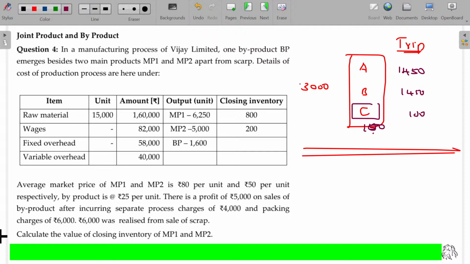Then one product seems to be not having a good sale value in the market. What we can do is, whatever the sale value we can recover from that can be subtracted, and the balance shared by A and B. What happens here, you know? A, B, C. The joint cost being 3,000. C says, I cannot afford.